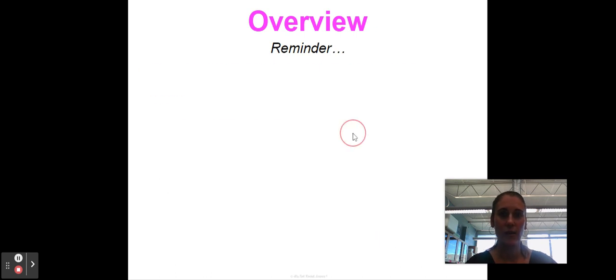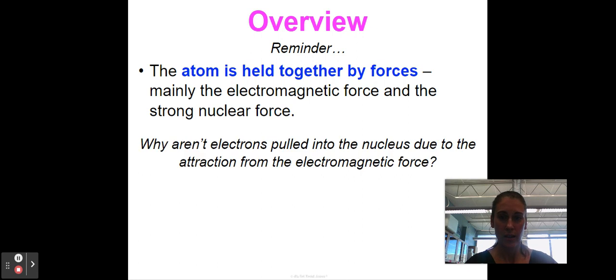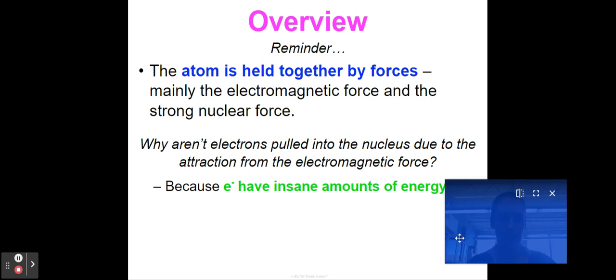All right, so overview, reminder that the atom is held together by forces, mainly the electromagnetic force and the strong nuclear force. And there is attraction between electrons and the nucleus, but what's preventing these electrons from being pulled into the nucleus? Well, first of all, electrons have a lot of energy. They have an insane amount of energy here.